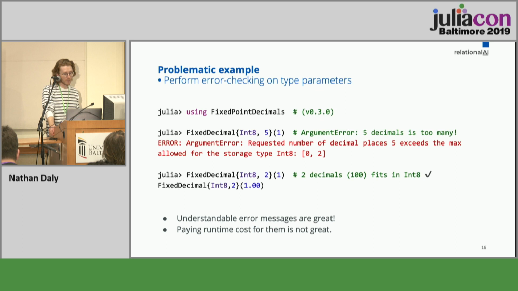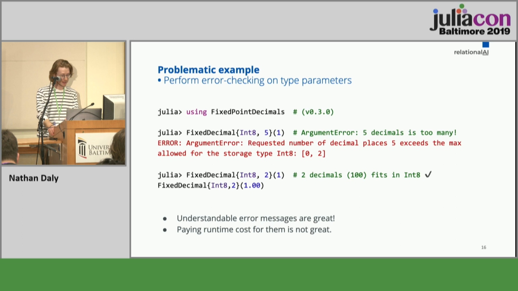So the fixed decimal package, kindly, doesn't let you construct one of these things. And we get this really nice error message that says the requested number of decimal places, 5, is too big. For an 8-bit integer, you can only have 0, 1, or 2. This is a really helpful error message because it not only tells you what's wrong, it tells you how you can fix it. And in fact, if we try with 2, we're able to store this just fine. The number 1 is actually stored as 100, and 100 is less than 255, which fits in an 8-bit integer, or 128 if you're signed. So this is great. We love understandable error messages.